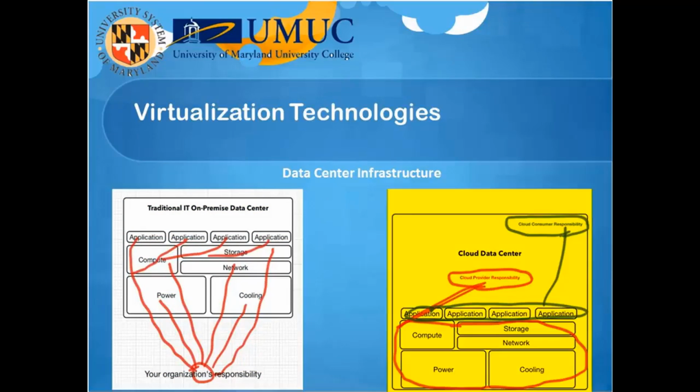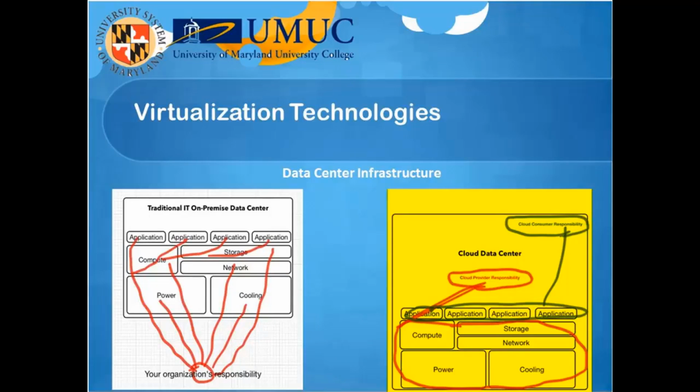In the cloud, the provider is responsible for all of the data center infrastructure, so the real estate, the power, the cooling, the compute, the storage, and the network. Now, depending on the service delivery model that you actually utilize, as we discussed in the previous week, if it's an IaaS solution, then the provider is not responsible for the applications.